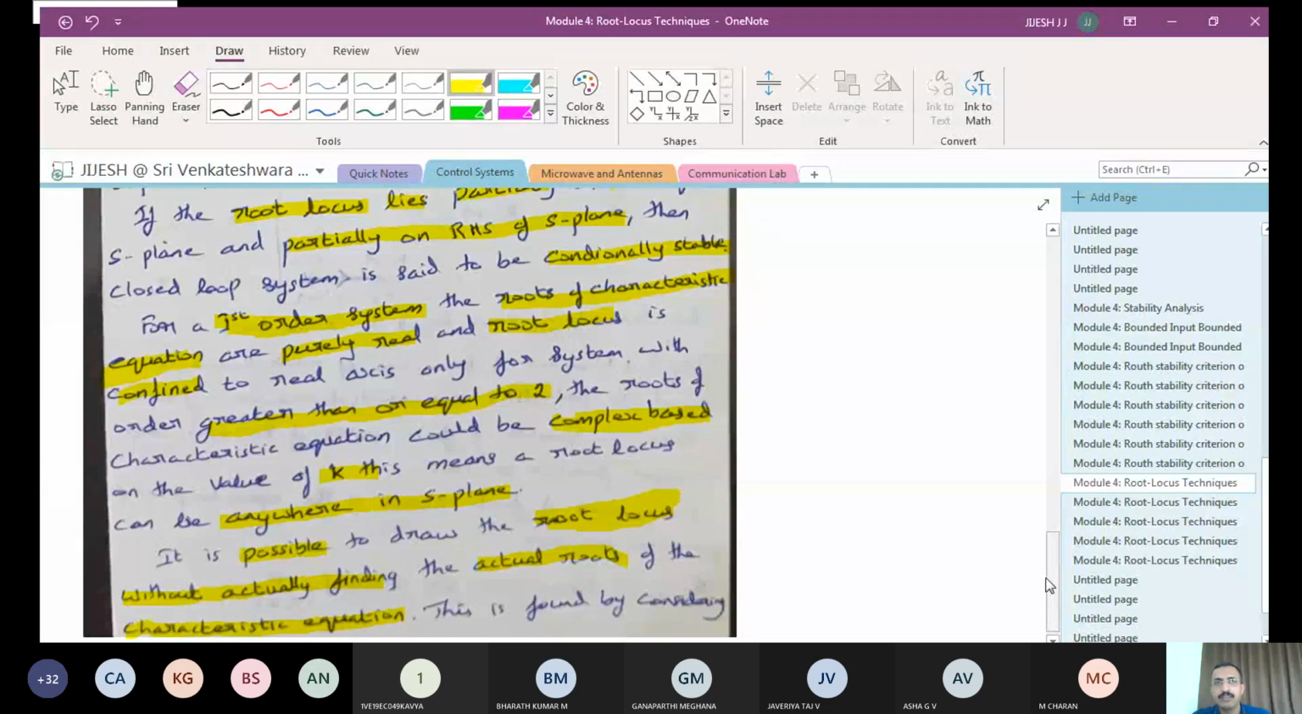So you need to define the root locus and you should say when the system is stable, unstable, conditionally stable. You should also say what the steps involved in finding the root locus are, how it can be plotted, and what the purpose of doing that is. So you can complete this portion and then we will proceed further.